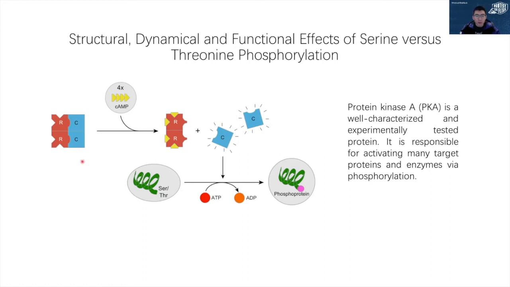It has a tetramer form. So when 4 cAMP binds to the regulatory sites, which are represented by the letter R, 2 catalytic subunits get released, and each of them has the capability of facilitating a phosphorylation process with the help of ATP. And it's important for activating many target proteins and enzymes via phosphorylation.